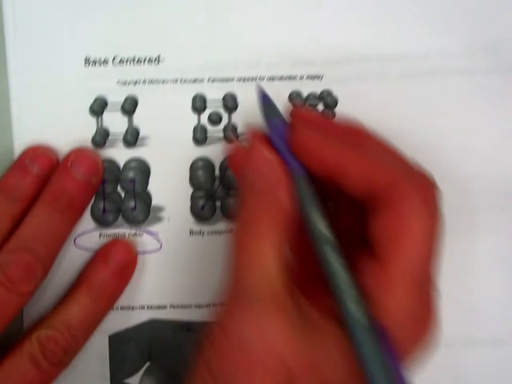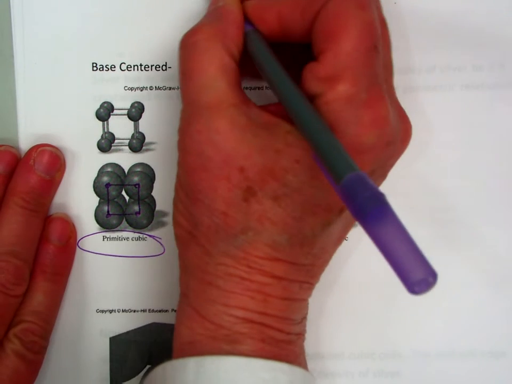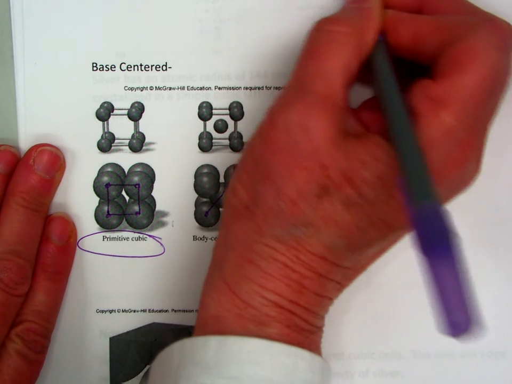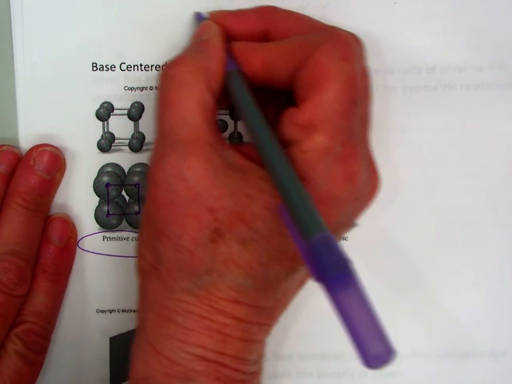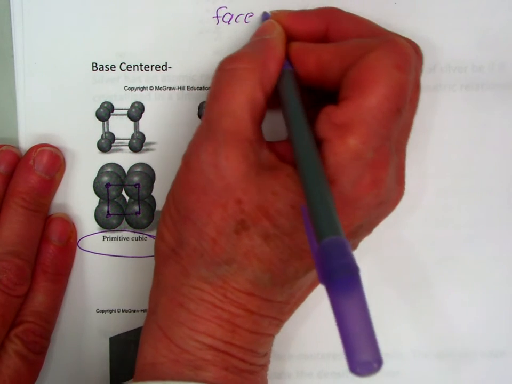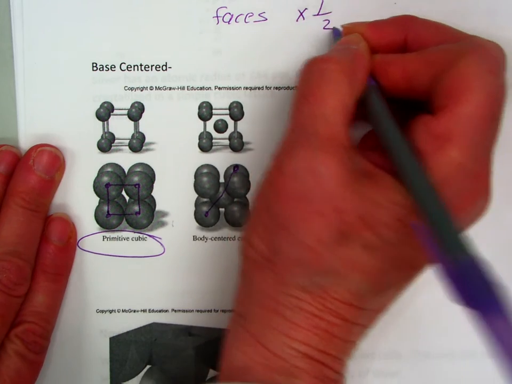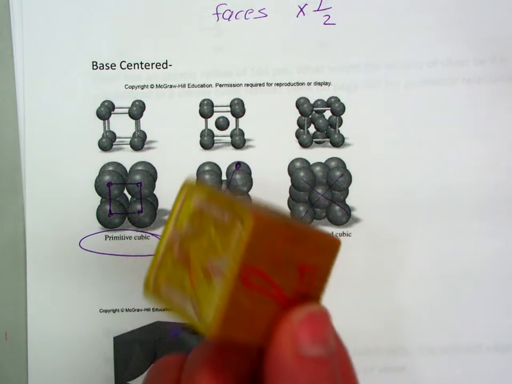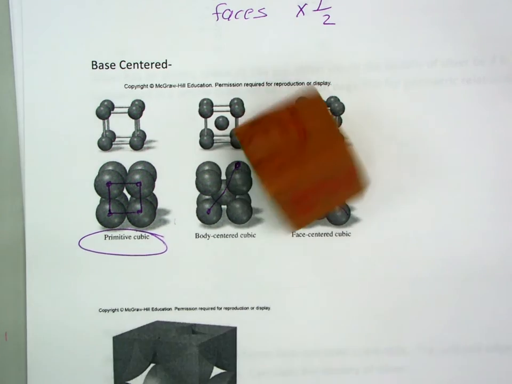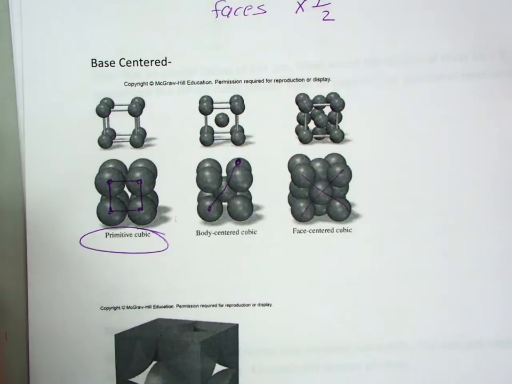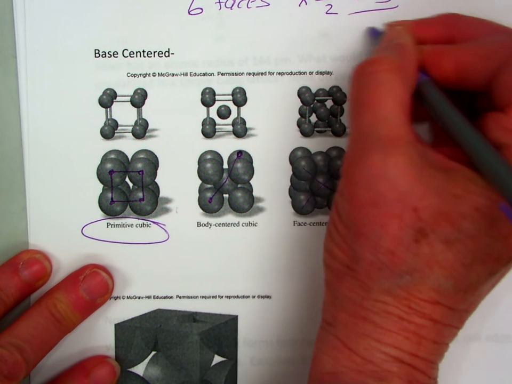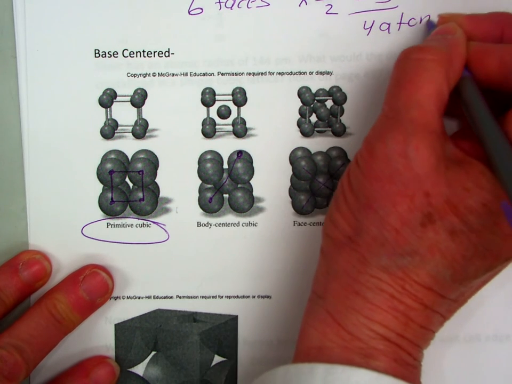So in a face-centered, we have 8 corners times 1/8 of an atom, which is 1. And how many faces are in a cubic cell? How many sides does this cube have? 6. You know that from shooting dice, right? Okay. 6 faces times 1/2 is 3. So we have 4 atoms per cell.